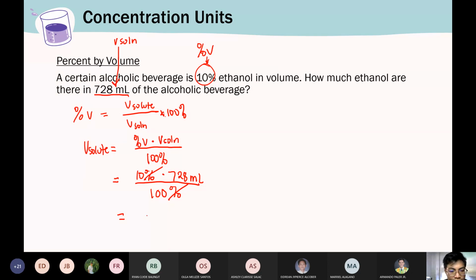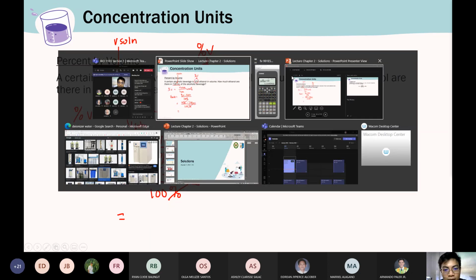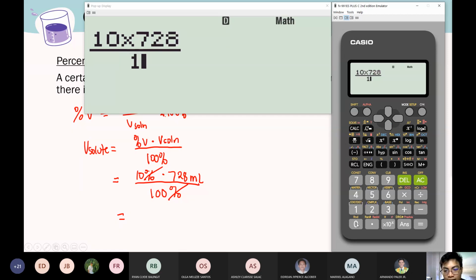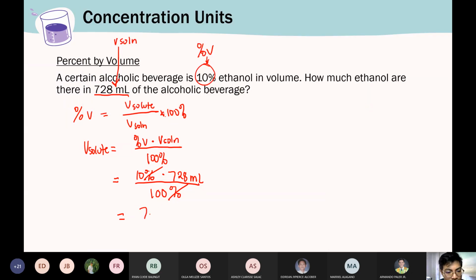Okay? So, the answer is, pindutin sa calcu. Pwede naman i-mental, pero pindutin natin sa calcu. Kasi, tuturuan ko kayo ng shift solve. Okay? Fraction, 10% times 728 divided by 100. Again, pag ganyan, i-decimal nyo. 72.8. So, ganyan karami yung alcohol. No? 72.8 ml ethanol. That's the V solute.